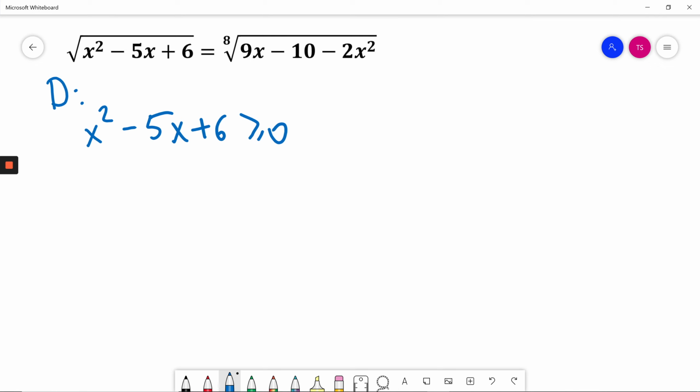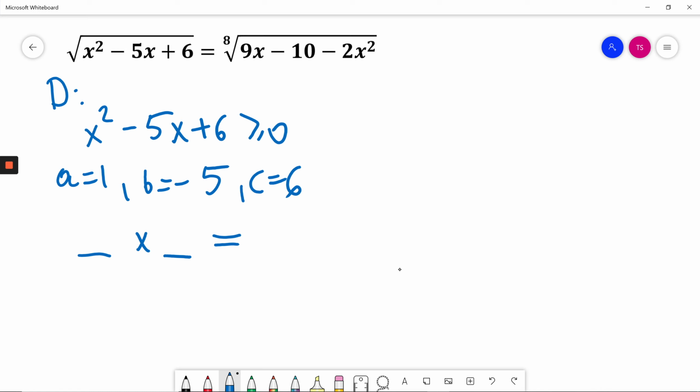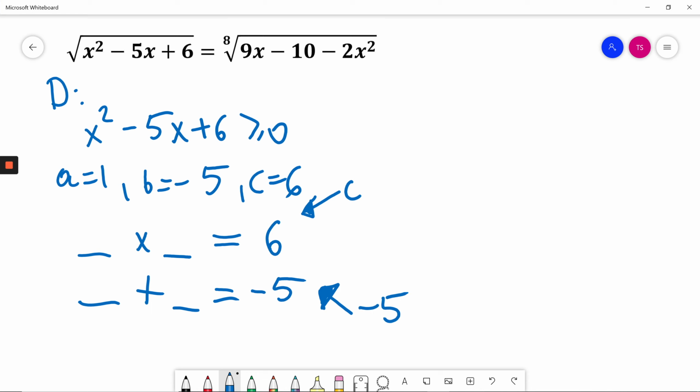I will solve this quadratic by factorizing, so coefficient a is equal to 1, b is negative 5, and c is equal to 6. Now I'm looking for two numbers, something times something, which is equal to c, which is 6, and something plus something equals b, which is negative 5. Those numbers will be negative 2 and negative 3.